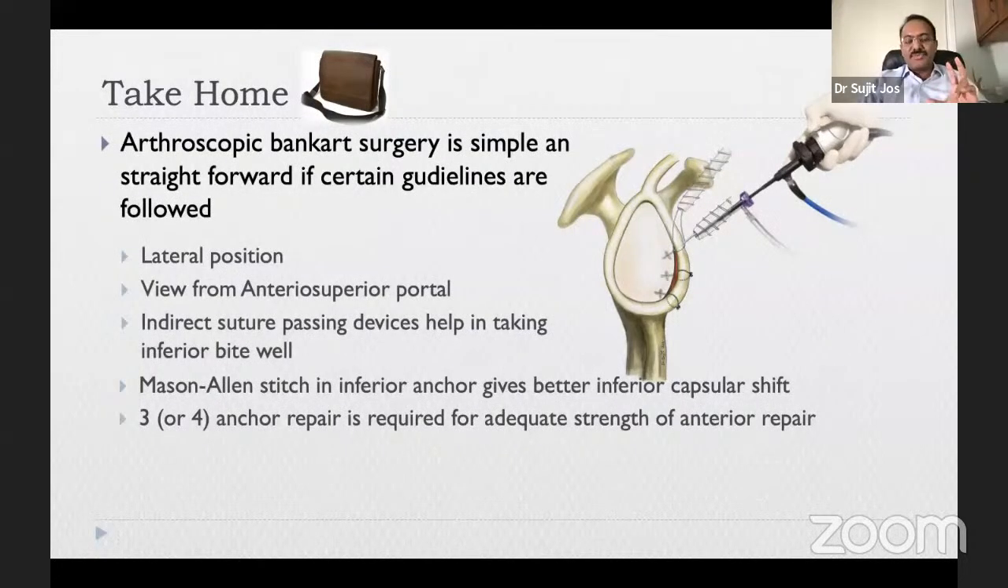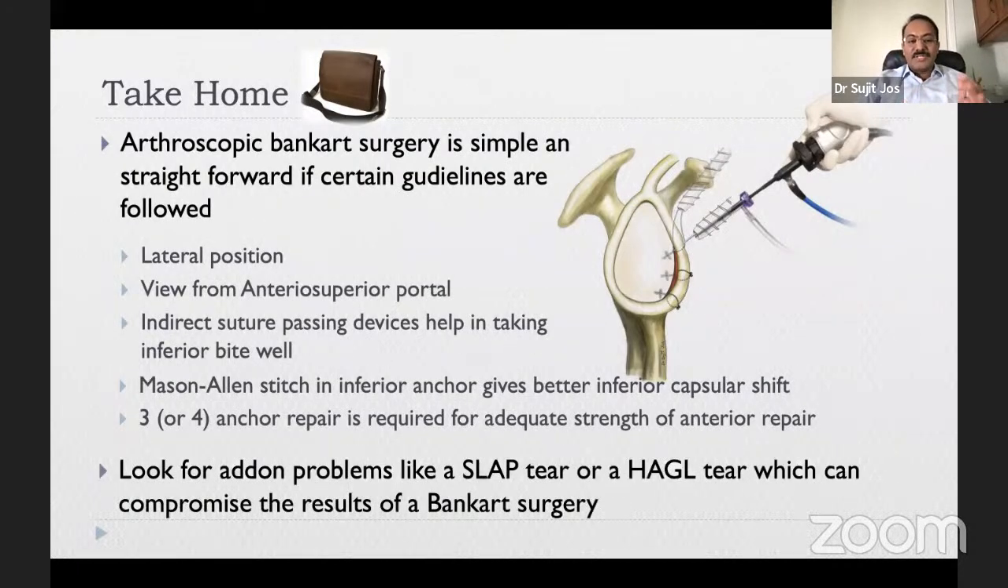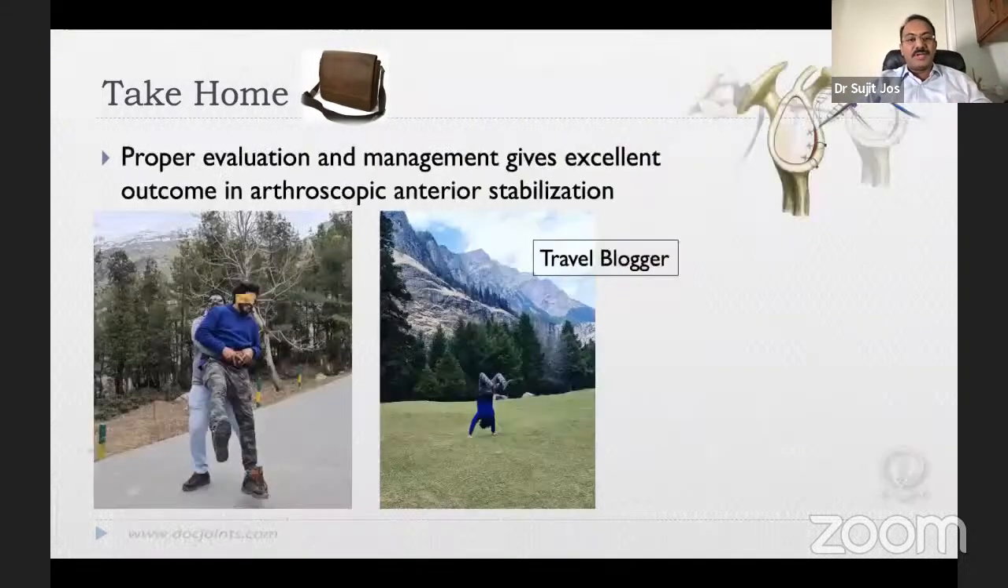Bankart is a simple and straightforward method. I prefer the lateral position, view from anterior superior, indirect suture passing device helping the inferior bite well. You can take a deep bite. The Mason-Allen stitch to give a better inferior capsular shift, but that's optional. 3 or 4 anchor repair gives the best strength. And always look for add-on problems like a SLAP or a HAGL, which can complicate your Bankart surgery.